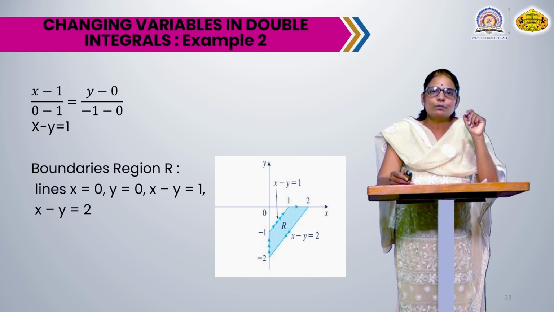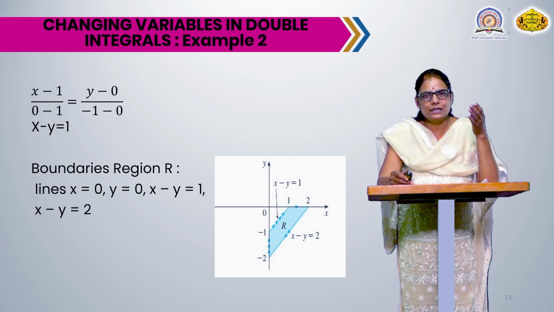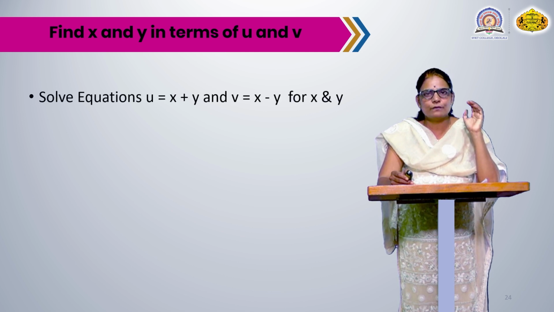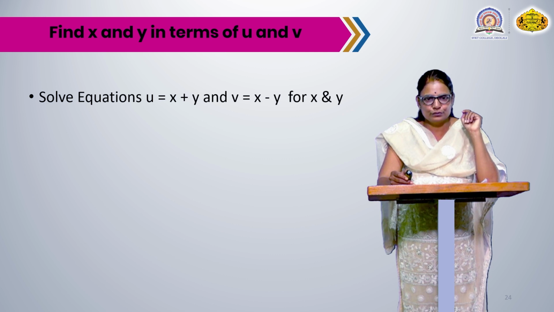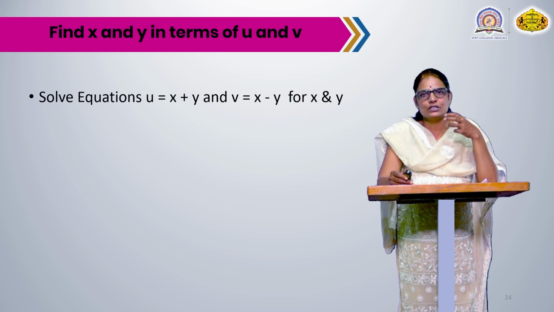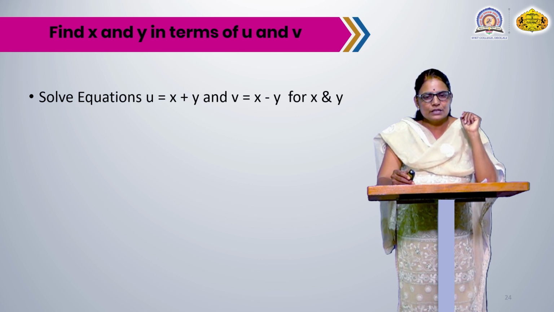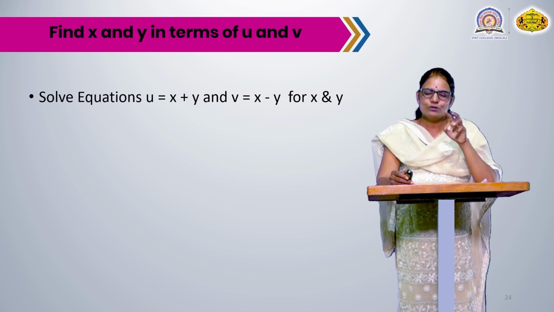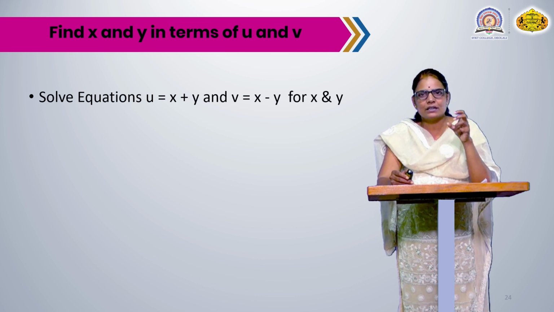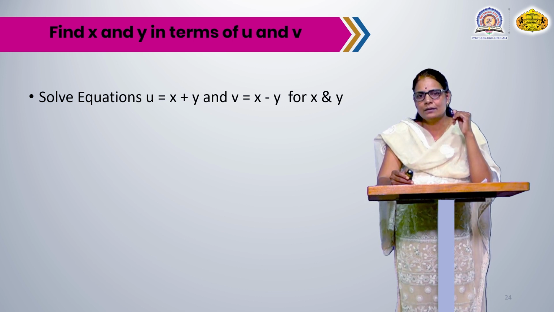Okay. To continue the problem, we want to find the Jacobian. For that, first we have to solve for x and y in terms of u and v, which is also useful for the next step, that is to determine the boundaries of the region G. That's why we first solve these two equations, u equals x plus y and v equals x minus y, for x and y. Just observe both the equations carefully. These equations are very easy, so just by observation, either adding or subtracting, we will get the answer, or directly we will get the answer.